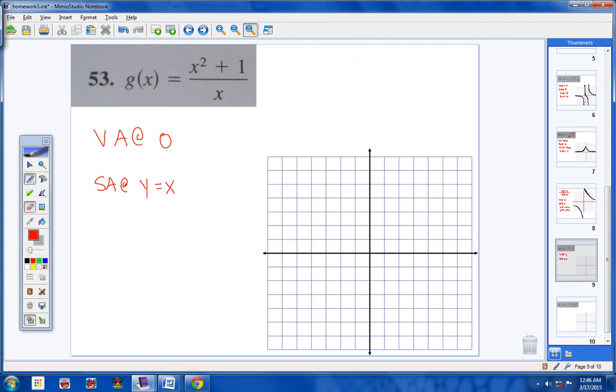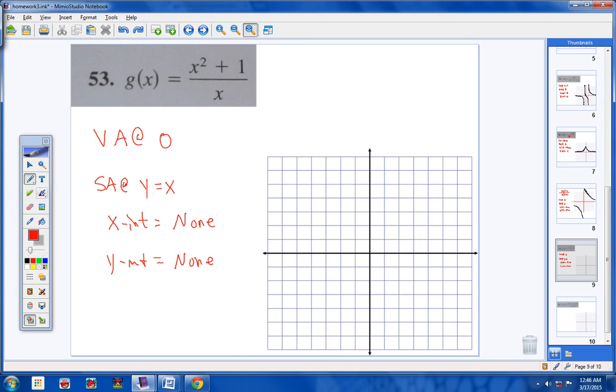Moving on, let's go to your x-intercept. There's none. If you took the numerator and set it equal to 0, you would get plus or minus i. Now the y-intercept would be none, because if you put a 0 in for x squared, you get 1 up top. Put a 0 in for x, you get a 0. You can never have 0 in the denominator, so it's undefined. So we have a vertical asymptote at 0.